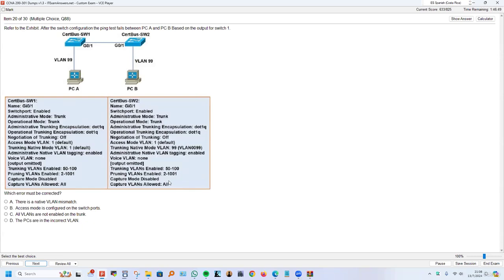This one I know for a fact that the VLANs are not correct. The native VLANs are having a mismatch. So this is an easy one. We have VLAN 1 here and VLAN 99. There's a mismatch in the VLANs. Should be 99 for both.